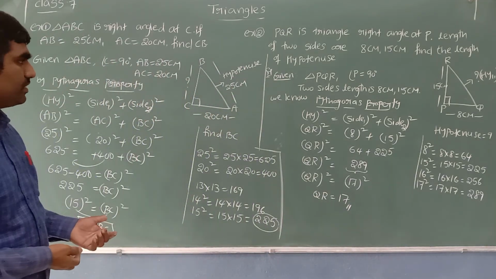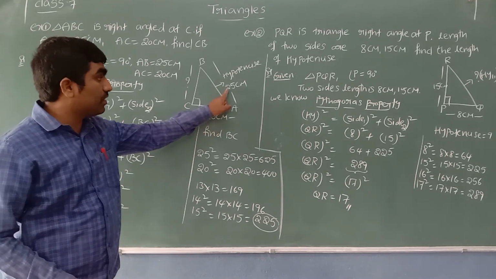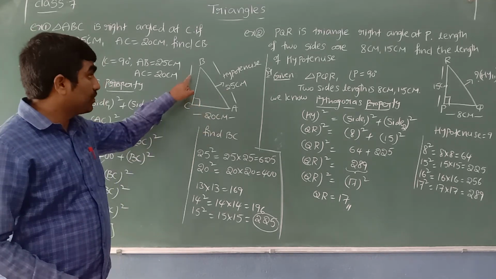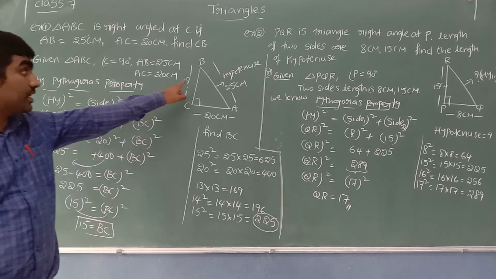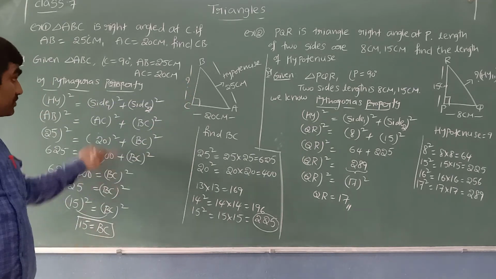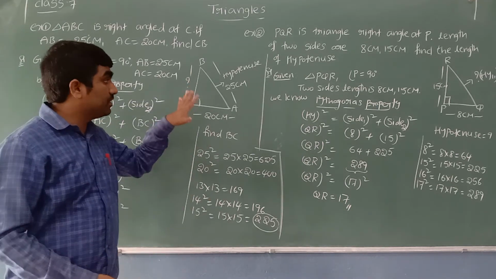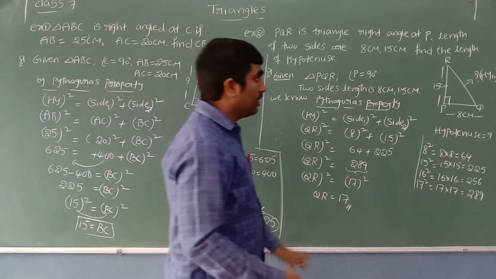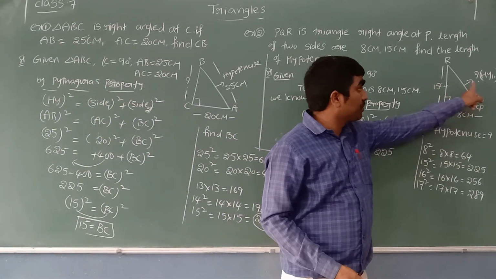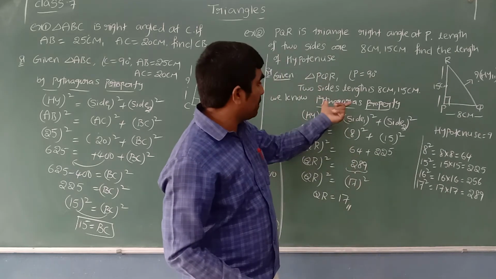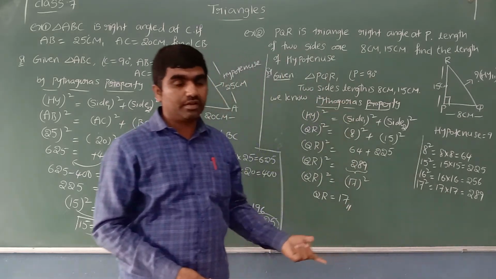So these are the advantages of the Pythagoras property. Sir, what is the advantage? Here we know the lengths of two sides of a right angle triangle, and we have to find the length of the third side. We got the length of the third side by the Pythagoras property. This is possible only for a right angle triangle. Even here, I know the lengths of two sides, and to find the length of the third side we use the Pythagoras property.